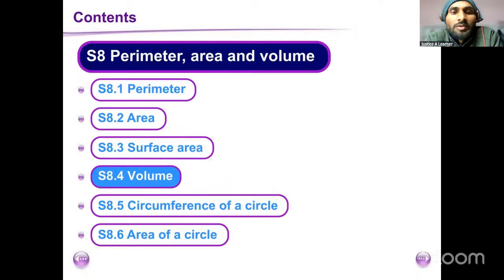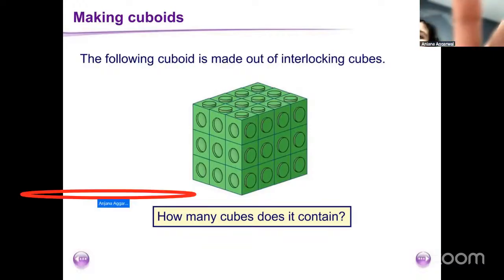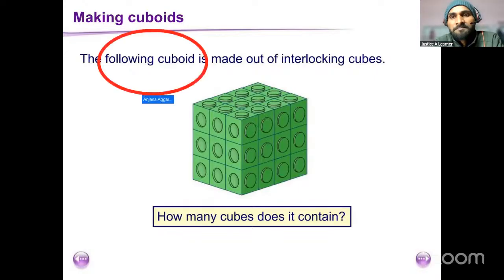So, now we are going to talk about volume. Okay, this is a very important topic. The following cuboid is made out of interlocking cubes. Can you see that? How many cubes does it contain?